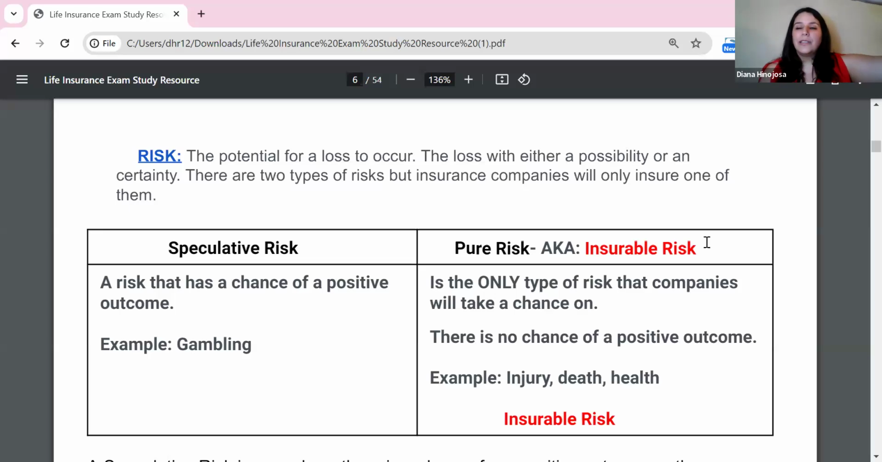So speculative risk. Gambling is a speculative risk. We can speculate that there's going to be a good chance of a good outcome. We don't like that in the insurance industry. We do not insure speculative risks.